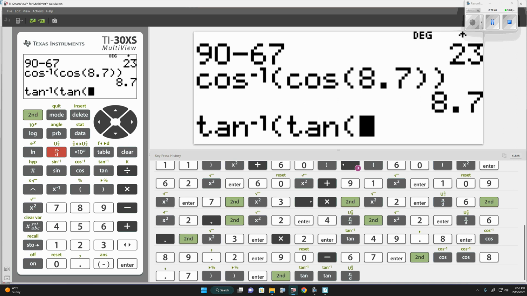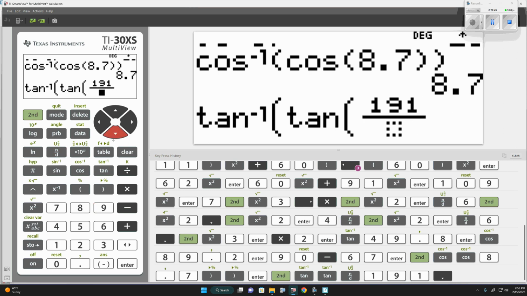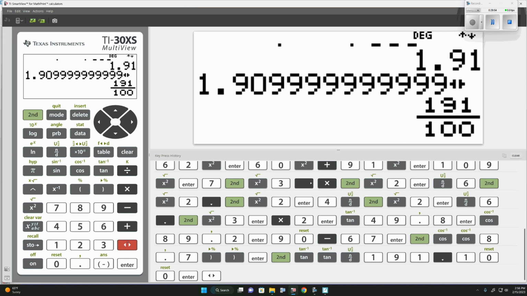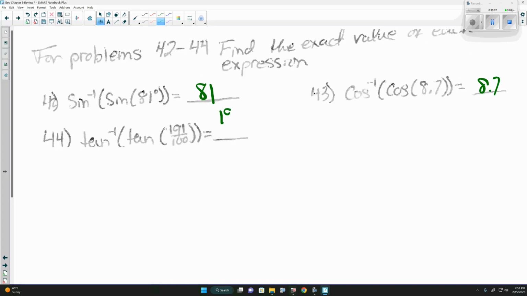Tangent inverse of tangent of the angle, you can type it in the calculator and the calculator will do it for you. So it's not necessary. The only times it does give us something different is if the angle is greater than 90 for sine or less than negative 90, or for cosine it's greater than 180 or less than 0. Then the numbers change a little bit.